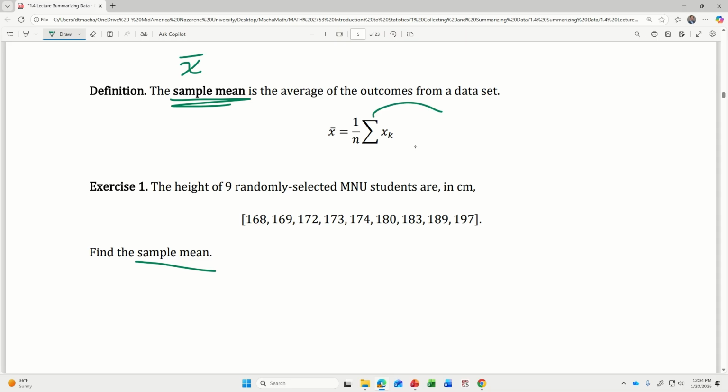And the capital Greek letter sigma means add up all of the stuff that looks like this, where the little x subscript k is talking about the individual measurements. So it's saying add up all the individual measurements and then divide by n, where n is the number of measurements in your sample. n is the sample size. Okay.